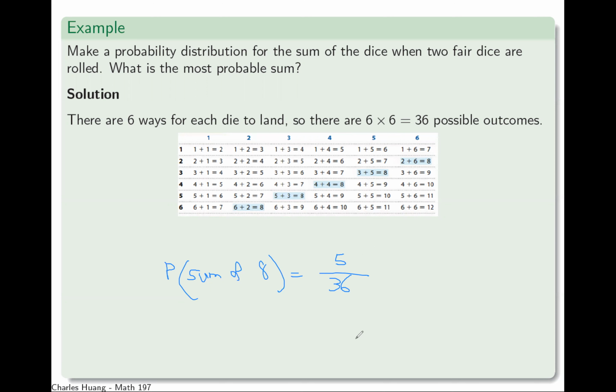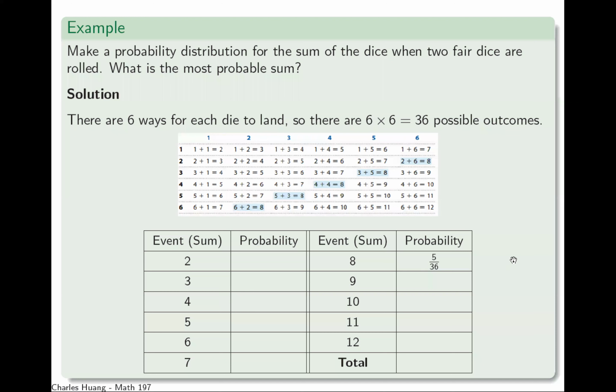Now, when I do a probability distribution, we have to do the probability for every single sum. So we have to find the probability for a sum of 2, a sum of 3, all the way up to 12. We have to do them all, and you can look at the chart to do it. What you'll notice is if you add up all the probabilities, it adds up to 1. It adds up to 100%, right? If I want to do this in percentage form.